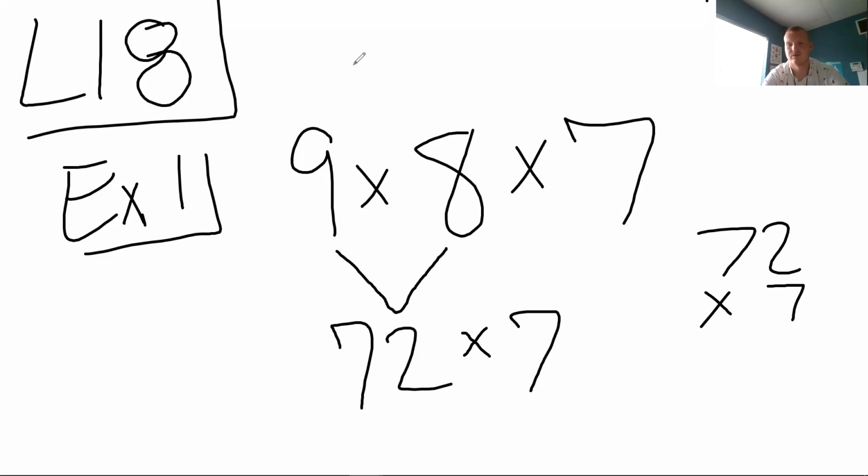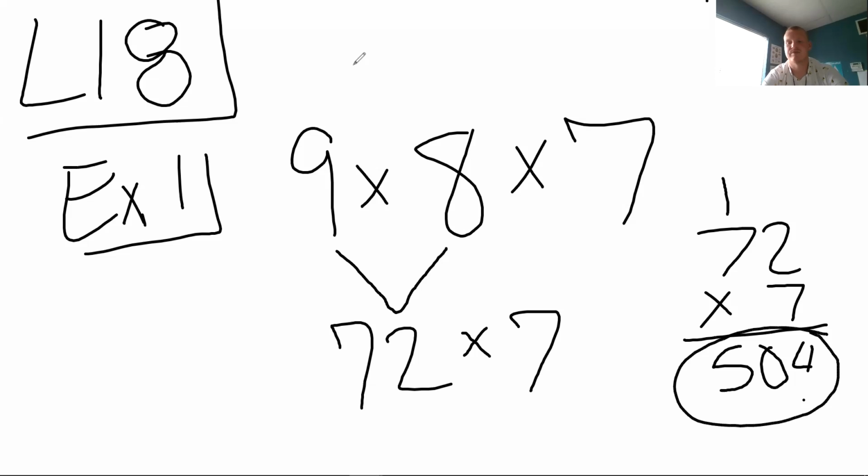Is that 84? 72 times 7? That's going to be a mondo number, big number. So first, I need to do 7 times 2, which is 14. Carry my 1. Then I'm going to do 7 times 7, which is 49, plus 1 is 50. Yeah, 50. So my answer is going to be 504. So 72 times 7 is 504. So 504 is going to be my answer.